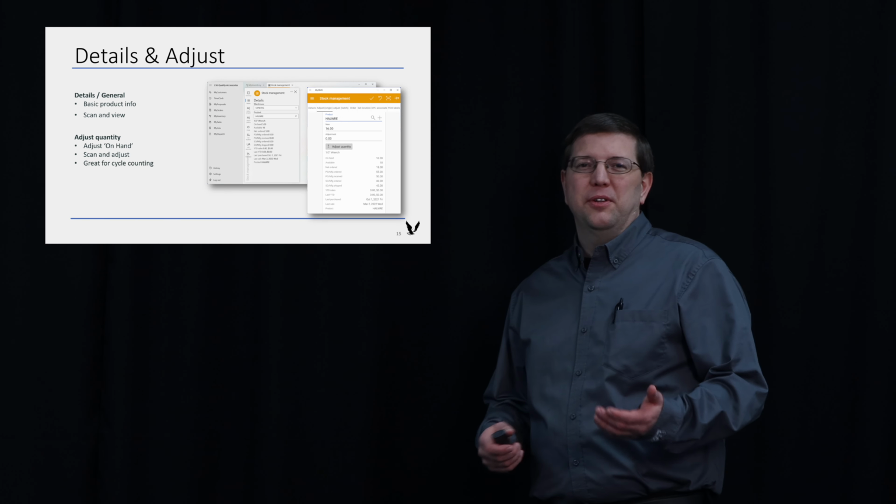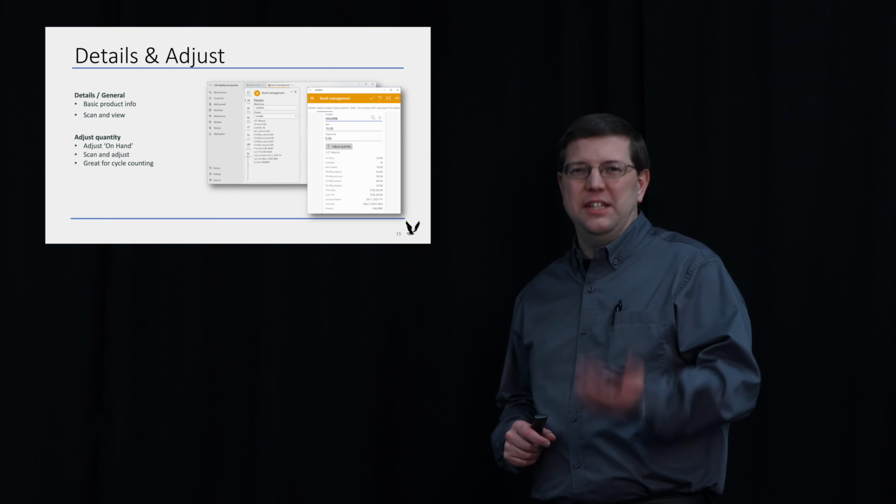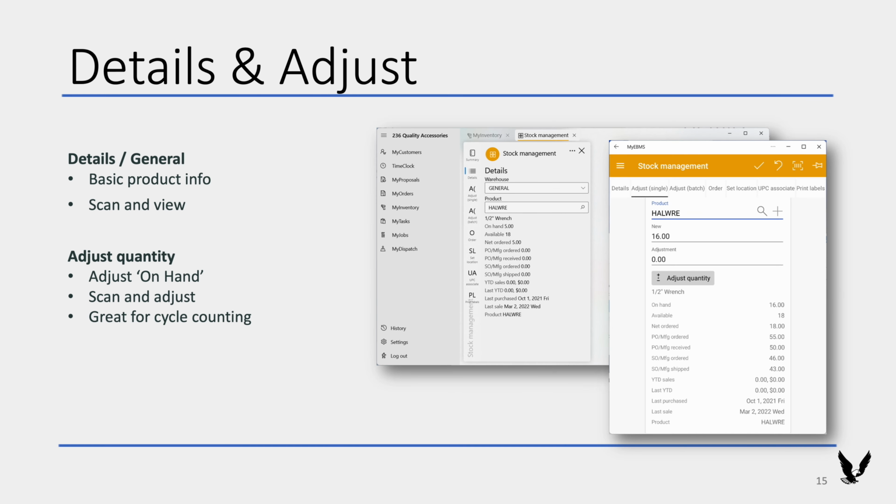In stock management, the first tab we come to is the details tab. Here, if you have the warehouse module, you'll set the warehouse you're working in. And then you can choose a product and see basic information about that product. Again, you can scan a barcode and it will load the information for that product right here.